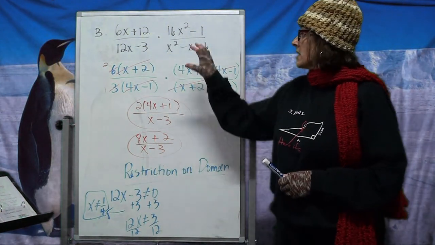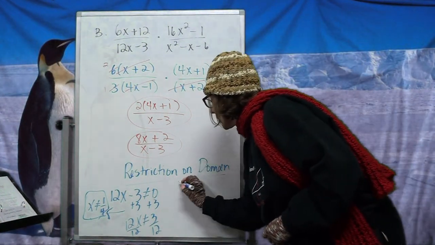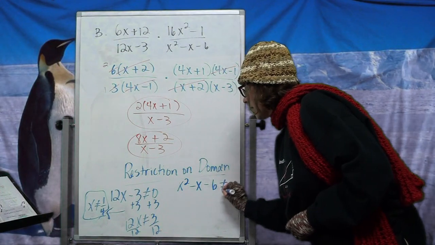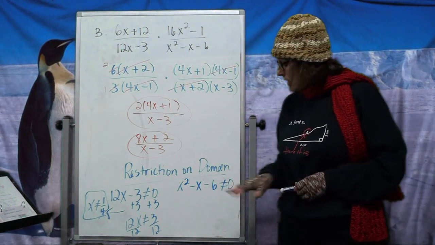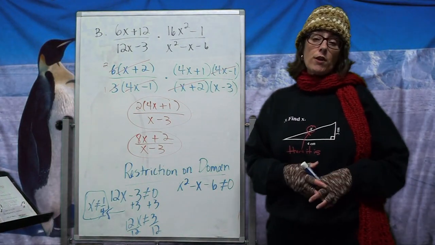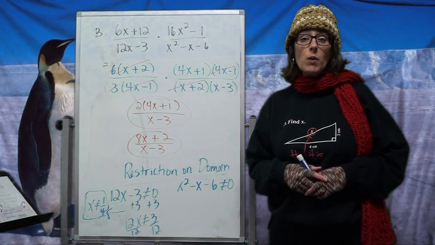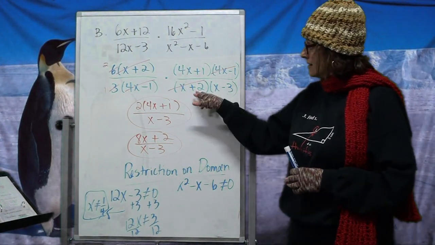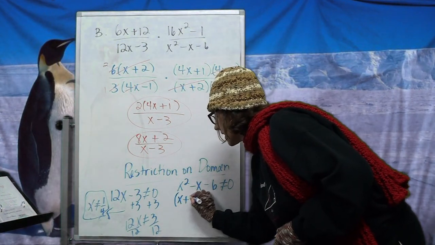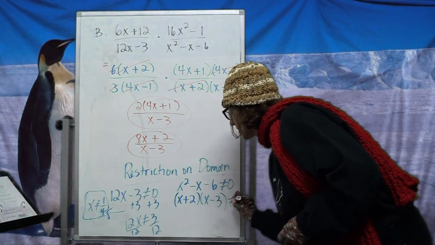But I also need to consider the denominator of this fraction as well. So that x squared minus x minus 6 had better not be a 0. That creates a quadratic equation. To solve quadratics, I can factor, I could do the quadratic formula, I could complete the square. I'm here to tell you factoring is the easiest way to go if it will factor, and it will because I did that right here. So that means that this factors as an x plus 2 times an x minus 3. That had better not be a 0.